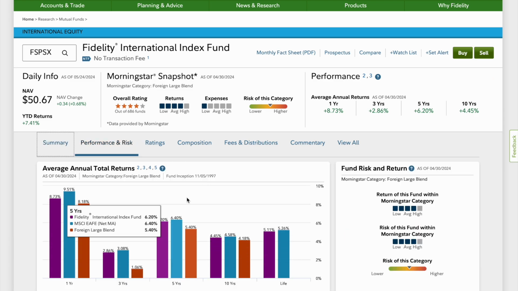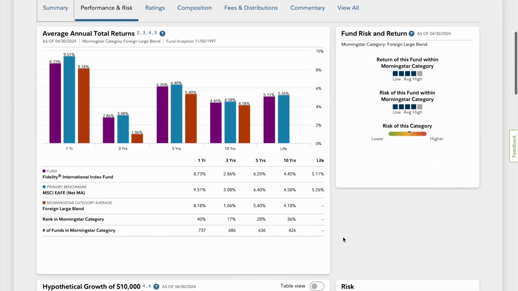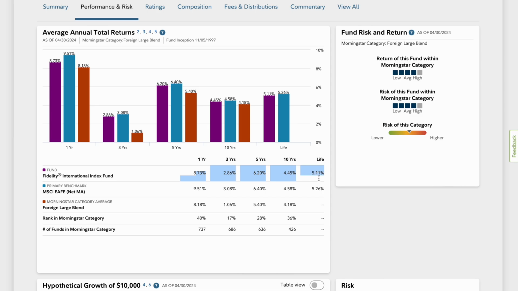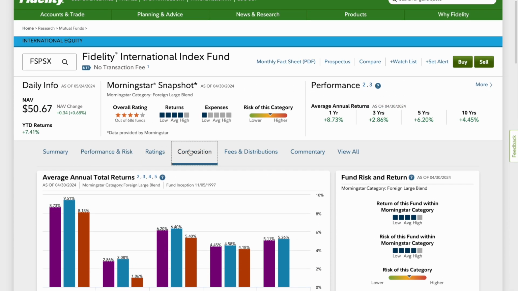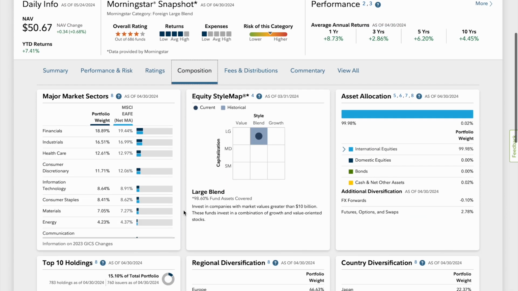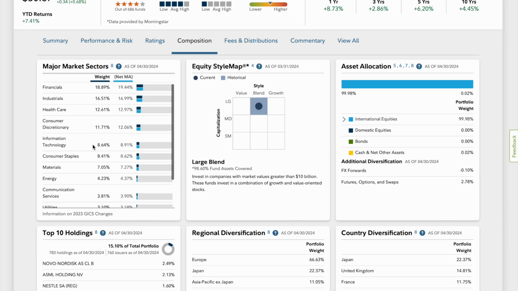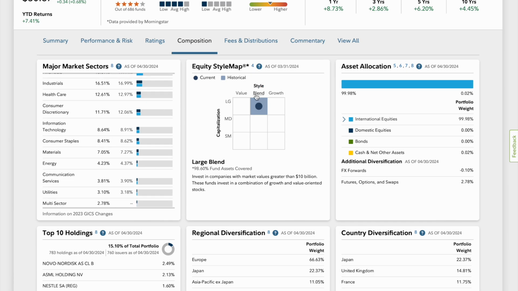I just want to review the performance and risk like we did. This is a bar graph showing the 5.26% over the life, and then it just shows the different percentages that it has grown. Now, composition, I just want to get a little more detailed with it. Financials, 18%, industrials, 16%, healthcare, 12%. So you can see that the sectors are a little more weighted in this favor with this mutual fund. The equity style map is a blend of value and growth, large cap market companies with greater than 10 billion.